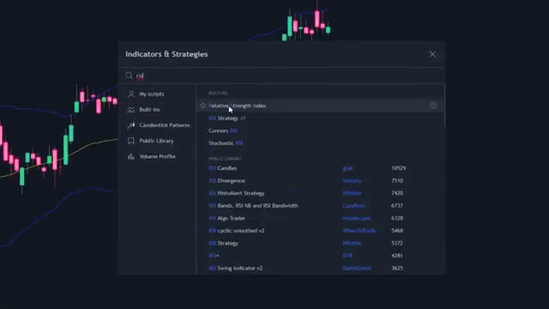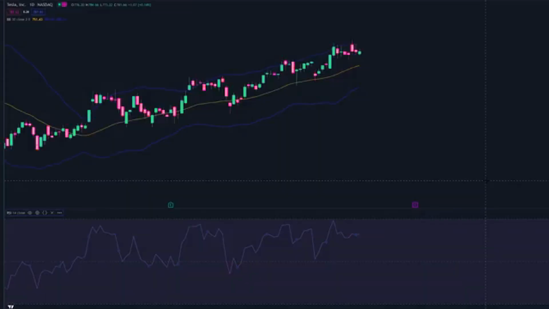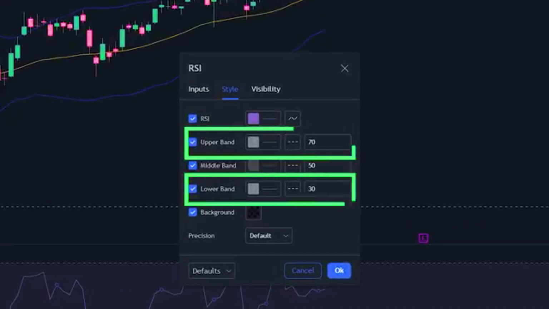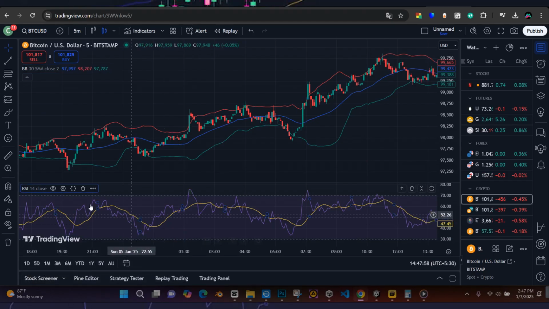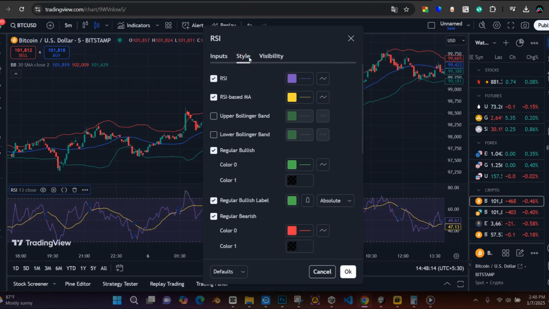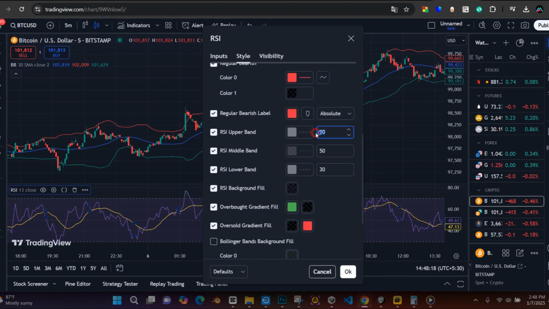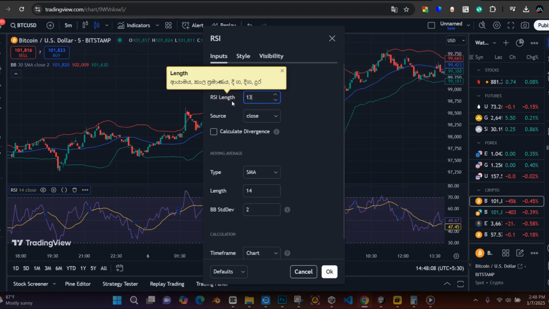Alright, now that we've set up the Bollinger Bands, let's add the RSI. To do this, go to your Indicators tab, type in RSI, and select the top result labeled Relative Strength Index. Once the RSI is added, we'll make a few modifications. Now let's adjust the settings a bit, set the upper band to 70 and the lower band to 30. The length is likely set to 14 by default. For this strategy, change it to 13.